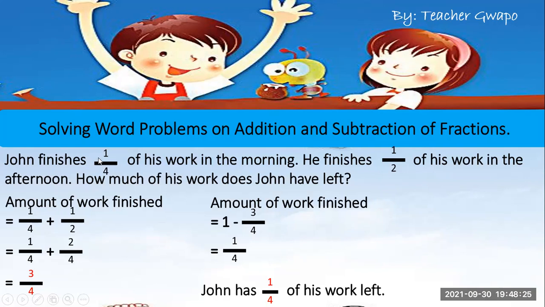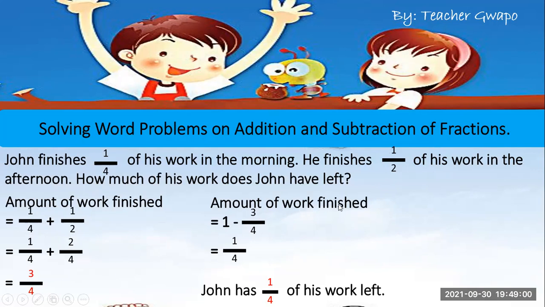So 1/4 plus 1/2. If we add, they don't have the same denominator, so we will find the common denominator. The common denominator of 4 and 2, if we use LCM, is 4. So we will add now with the same denominator. 1/4 plus 2/4 is equal to 3/4. Okay, this is the answer here.